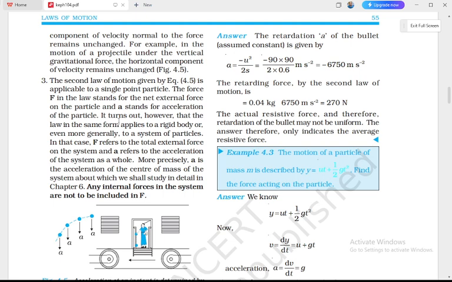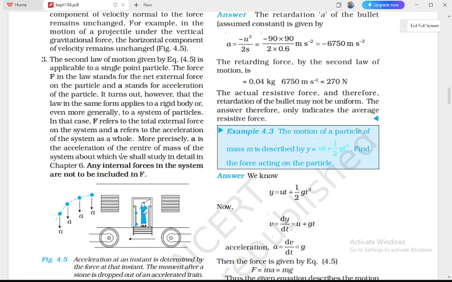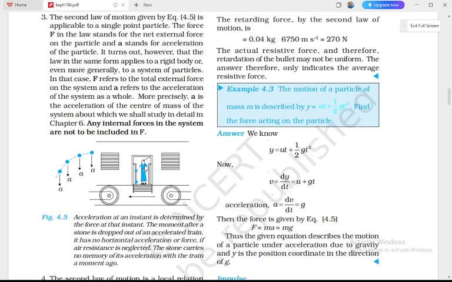In that case, F refers to the total external force on the system and a refers to the acceleration of the system as a whole. More precisely, a is the acceleration of the center of mass of the system, about which we shall study in detail in chapter 6. Any internal forces in the system are not to be included in F.